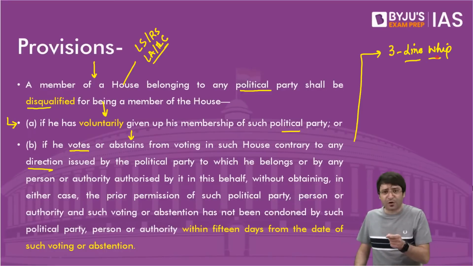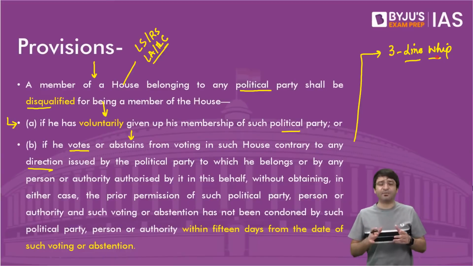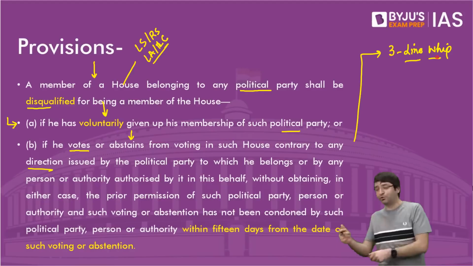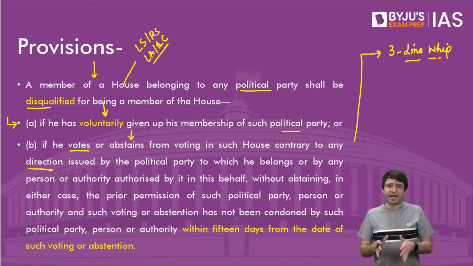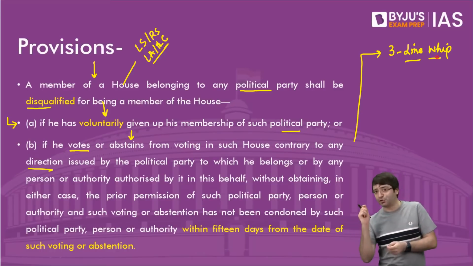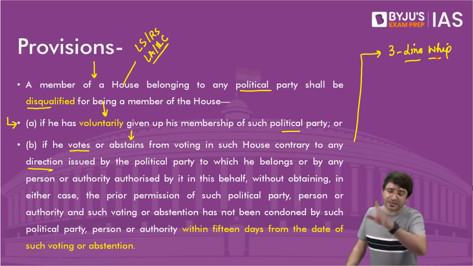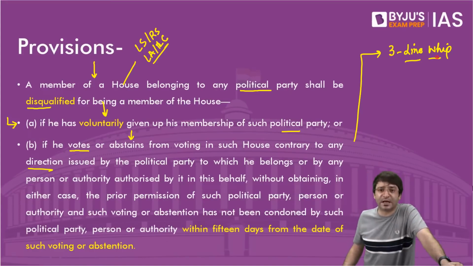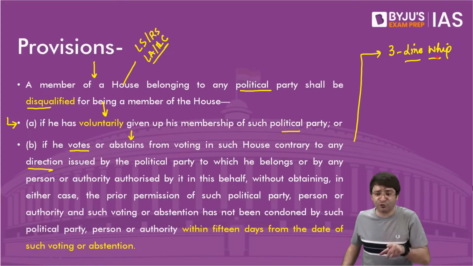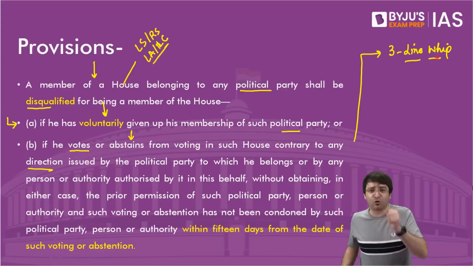I am part of the Congress. Congress gave me the ticket. I contested the election. Now I am a member of a house belonging to the Congress party. Whether I am an MLA or an MLC, MP of Rajya Sabha, Lok Sabha, I am a member of a house belonging to a political party. Now this political party has issued a 3-line whip. What is that 3-line whip? That recently there was a vote of no confidence against the Prime Minister. You have to vote in favor of that no confidence motion.